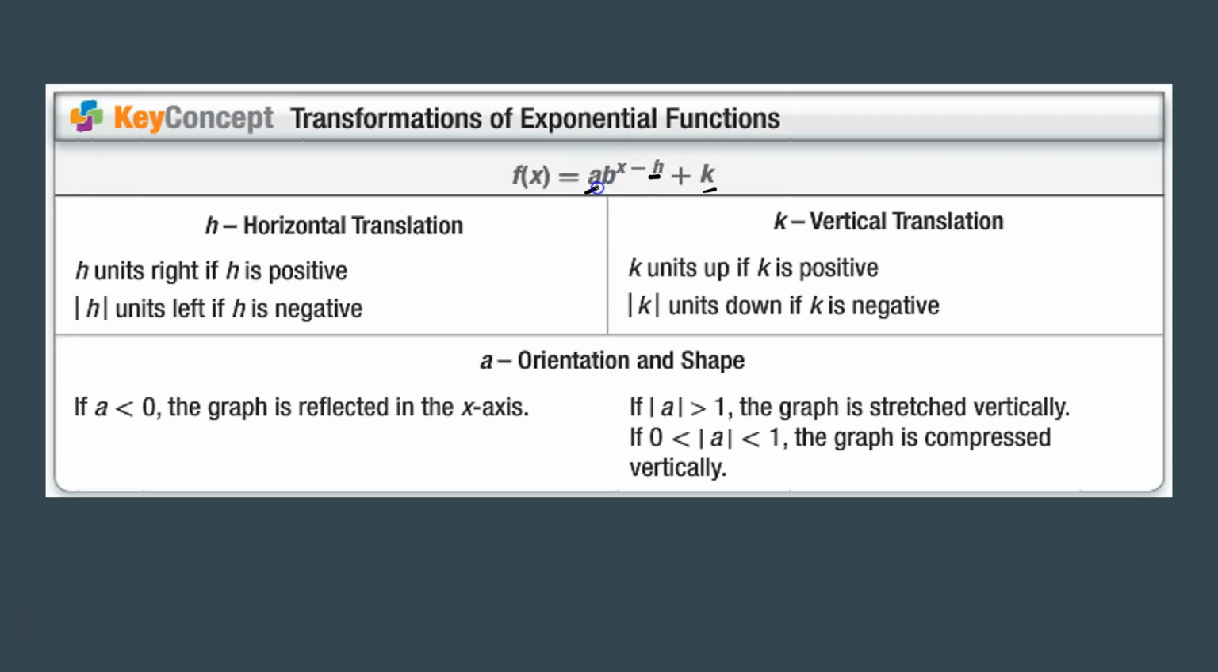The a, if we have an a here with our exponential function, that means it's going to determine the orientation and the shape. If a is less than 0, the graph is reflected over the x-axis. If the absolute value of a is greater than 1, then the graph is stretched vertically. Then if 0 is less than the absolute value of a and a is less than 1, the graph is compressed vertically.